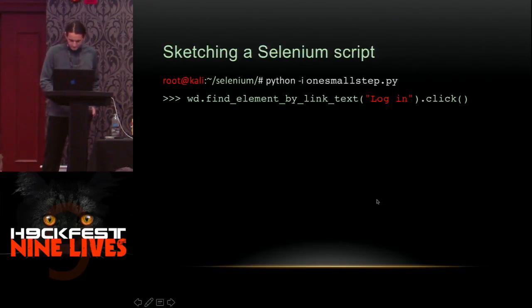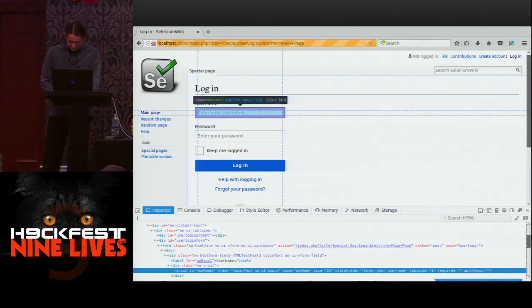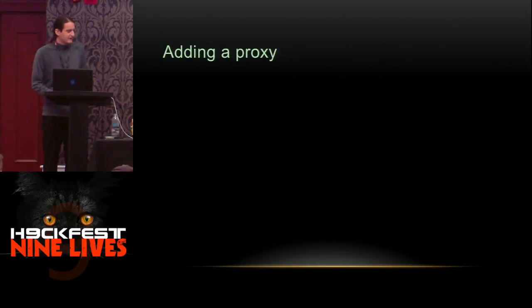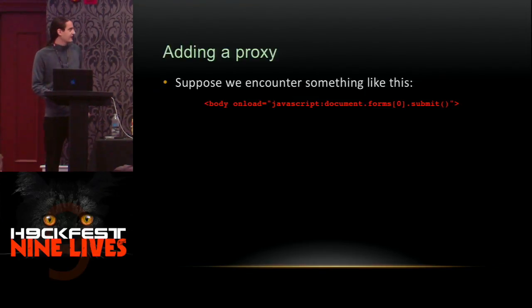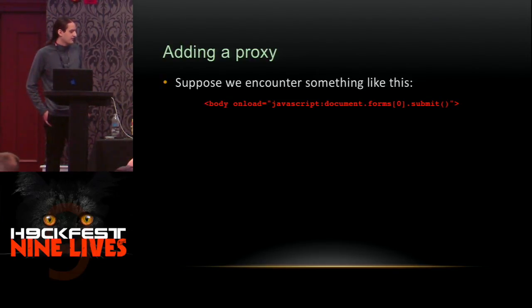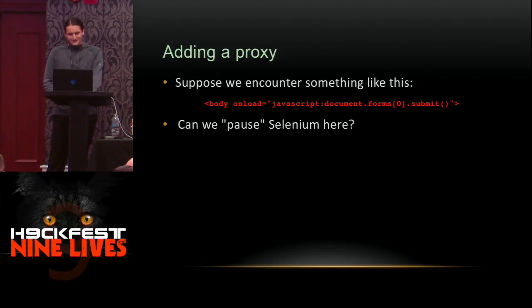So let's just go past the fallback demo. Okay, so our next topic is adding a proxy to Selenium. Suppose we encounter a page like this. It may be a little hard to read. Basically, an auto-submitting form in a page that maybe it was generated dynamically. Whatever reason, we don't really care. But we have something in a page. We don't want the browser to do what the page tells it to do, if that makes sense.